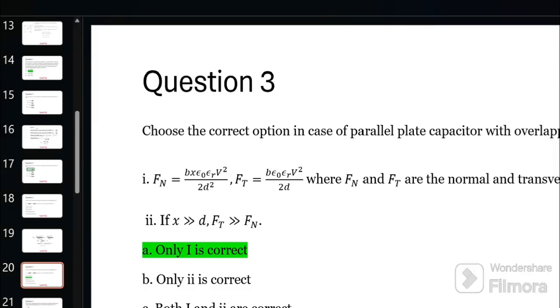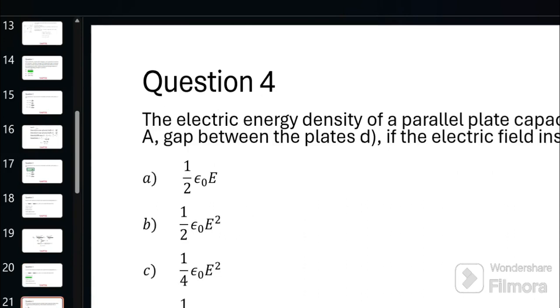Okay, so moving to the next question. This is a very simple question. This is something which you need to know by heart. The question is about electric energy density in the parallel plate capacitor with plate area A, gap between the two plates D. If the electric field inside is E, then the energy density is given by which of the following equations?